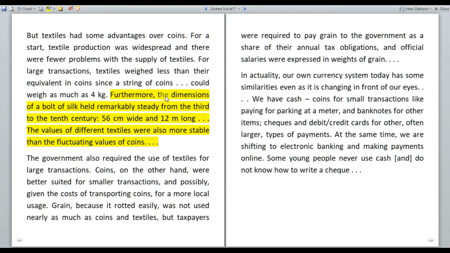This is the portion from which the examiner has framed the question. Let's read it. Furthermore, the dimensions of a bolt of silk held remarkably steady from the 3rd to the 10th century, which means this talks about measurement. So that is sorted. 56 centimeter wide and 12 meter long. The values of different textiles were also more stable than the fluctuating values of coins, which means the values of coins were fluctuating while the values of different textiles were stable. So from the stability of values, what can be inferred?